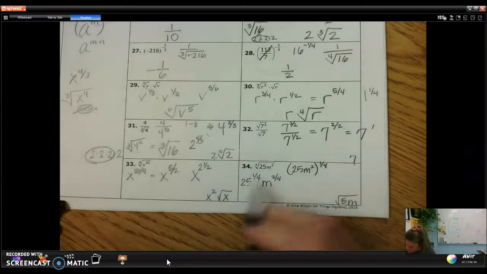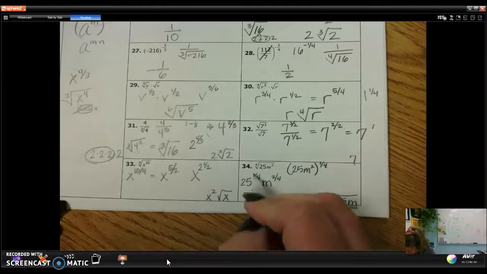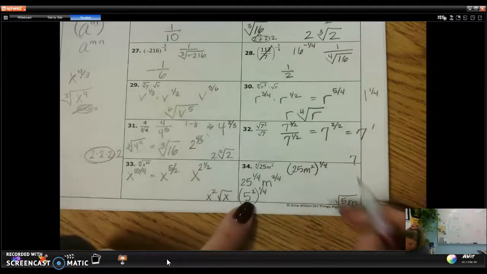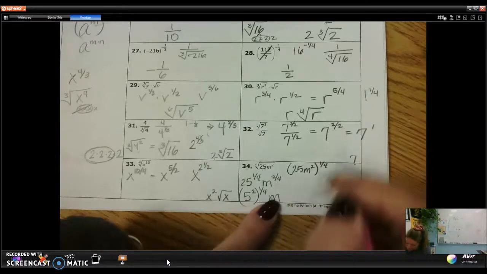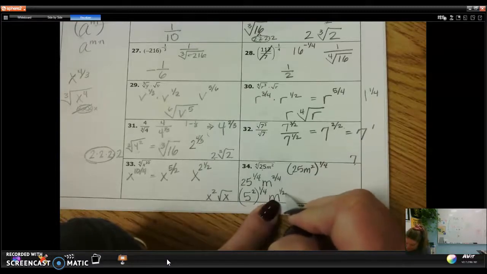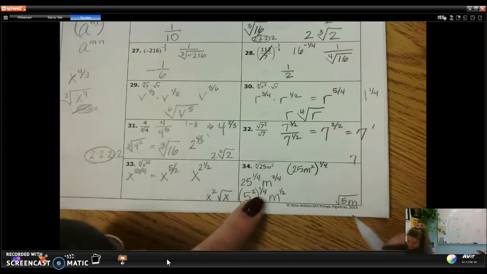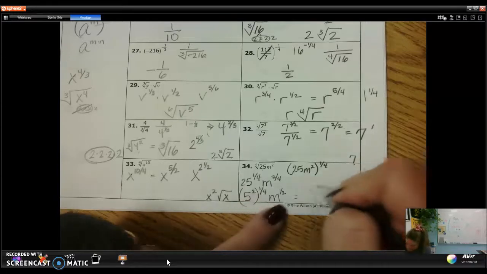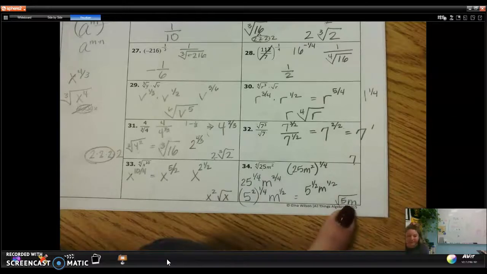But 25 is also 5 squared. And so since 25 is 5 squared, and we're doing that to the 1/4 power, right, that's going to be 5 to the 1/2. My 2/4 is going to reduce to 1/2. Remember, 5 squared to the 1/4 becomes a 2/4, which is also 1/2. So this is 5 to the 1/2 m to the 1/2, which is why it can be written like this.